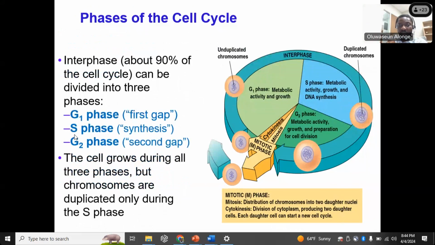All right, so let's go. Now the interphase is divided into 3, like you see here. The cell grows in all 3 phases, but chromosomes are duplicated only in the S phase. So if you look at this, you see G1 says there are metabolic activities going on and growth. So it's at G1 that the cell duplicates its organelles, duplicates its proteins, and then grows. Then when it gets to S phase, there's going to be DNA synthesis, so that the DNA is duplicated to become 2. Then when it gets to G2, the cell grows more. And then after G2, it goes to the M phase, which is the mitosis itself. We'll be looking at that.